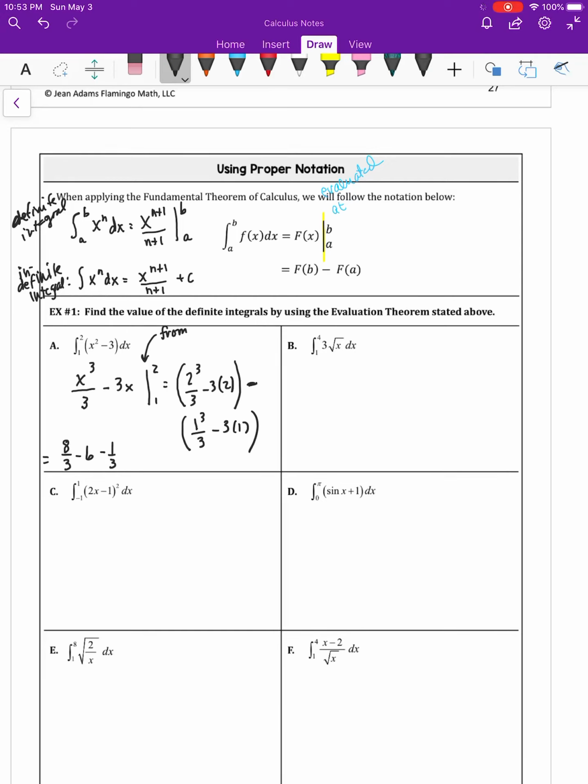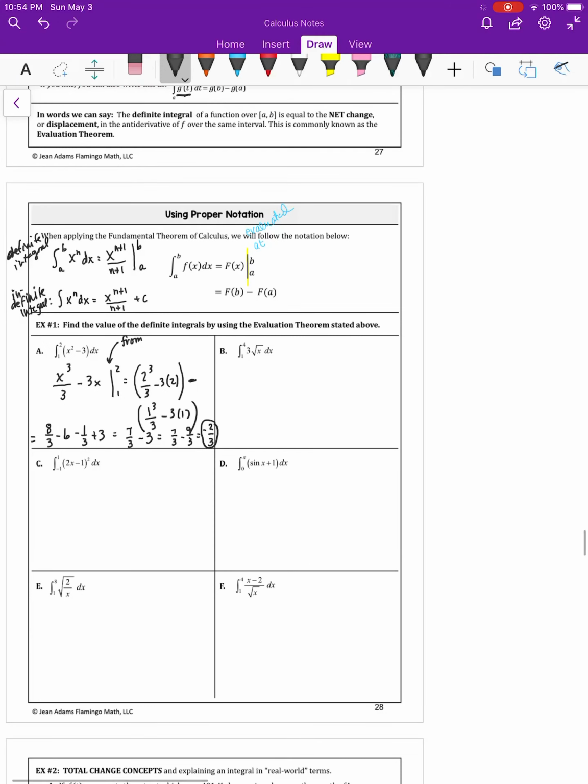And so this is going to be 8 thirds minus 6 minus 1/3, because I went ahead and took this negative and distributed it here. I'm going to distribute it also here, giving me plus 3. So that's 7 thirds. I took the 8 thirds minus 1/3, got 7 thirds, and the negative 6 and the positive 3 is a negative 3. Now I'll just make that 7 thirds minus 9 thirds, which gives me negative 2 thirds.